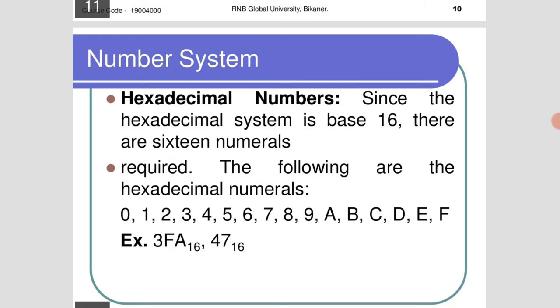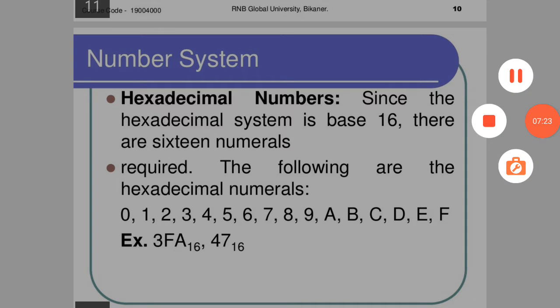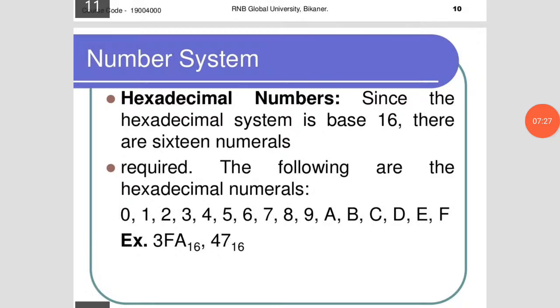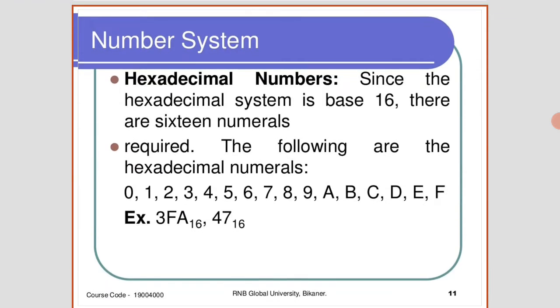The following are the hexadecimal numbers: 0 1 2 3 4 5 6 7 8 9 A B C D E F. Example: 3FA to the base 16 is a hexadecimal number. 47 to the base 16 is a hexadecimal number.